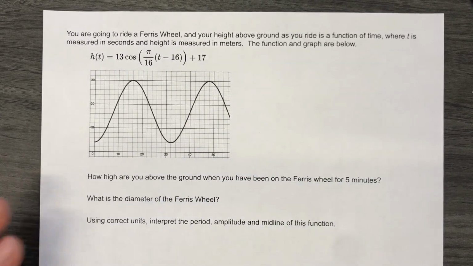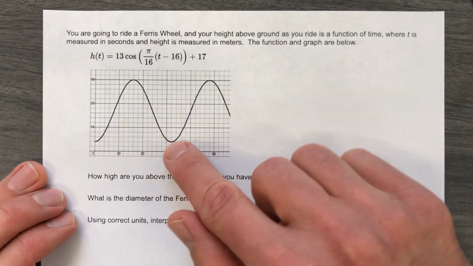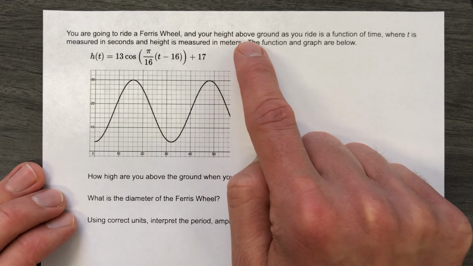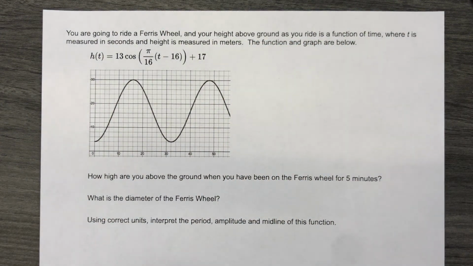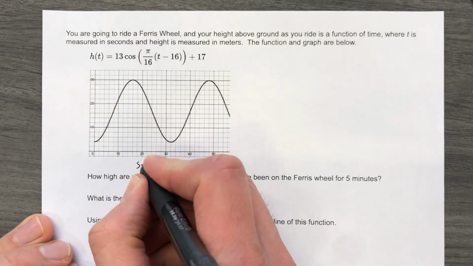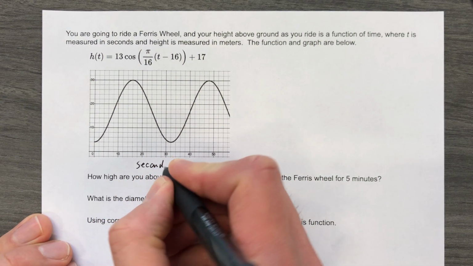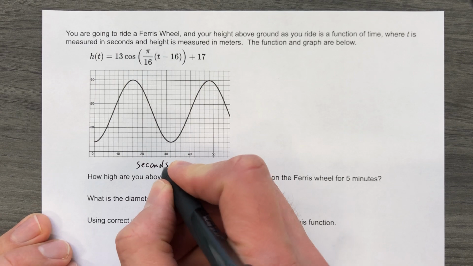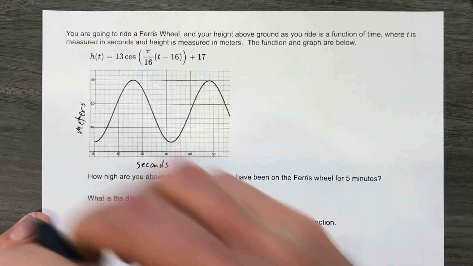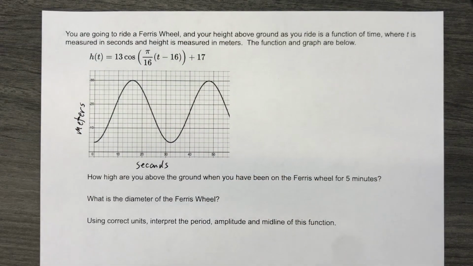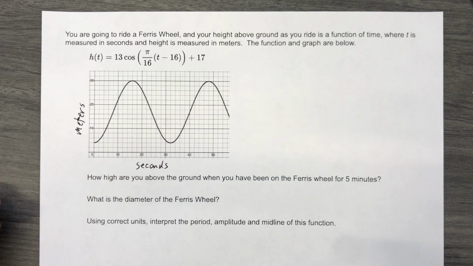You are going to ride a Ferris wheel, which of course goes up and then down, and then up and then down. And your height above the ground as you ride is a function of time, where t is measured in seconds. Let's stop right here and write seconds on the x-axis, t-axis technically. And height is measured in meters. So the y-axis, or the h-axis in this case, because this height is meters. The function and the graph are below.